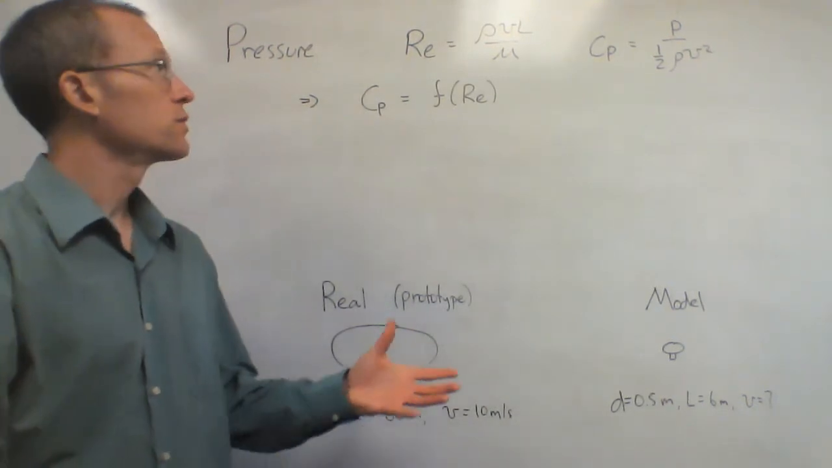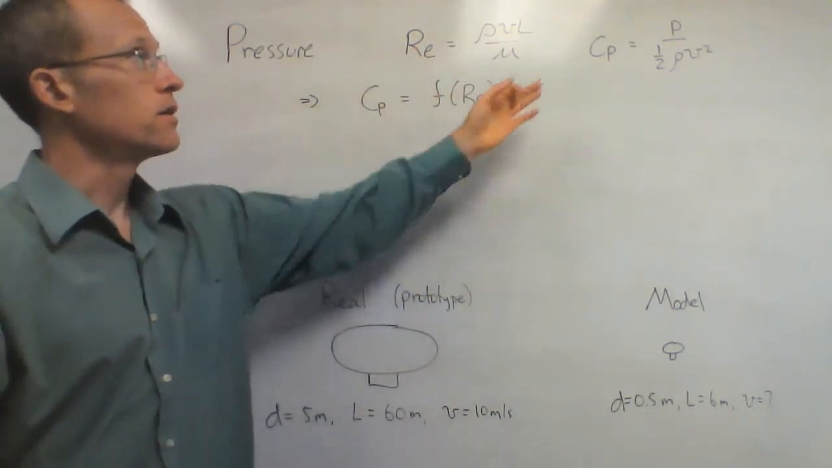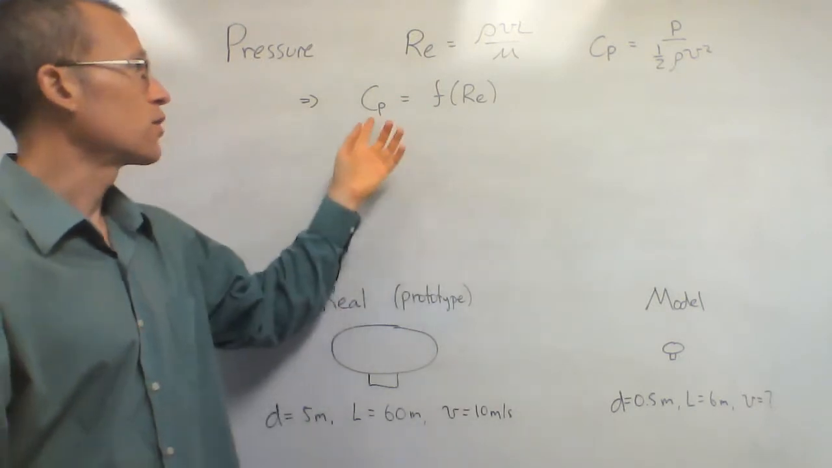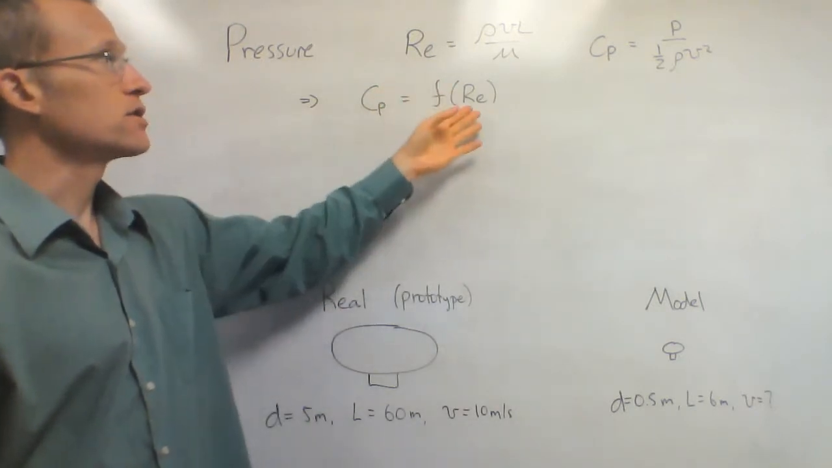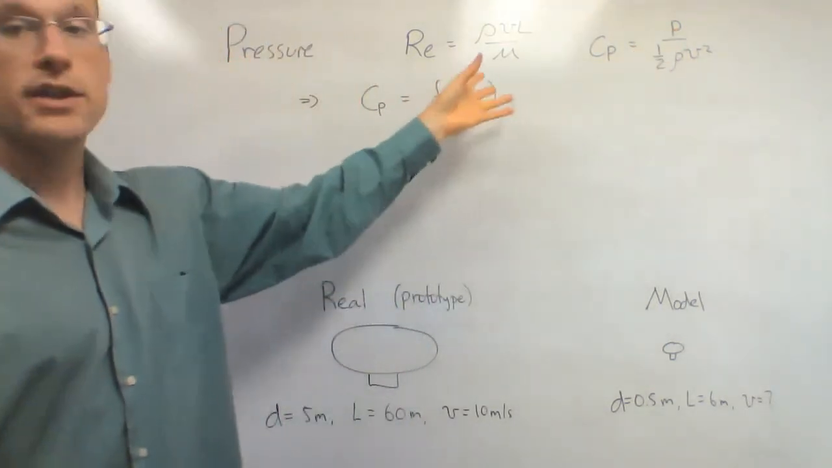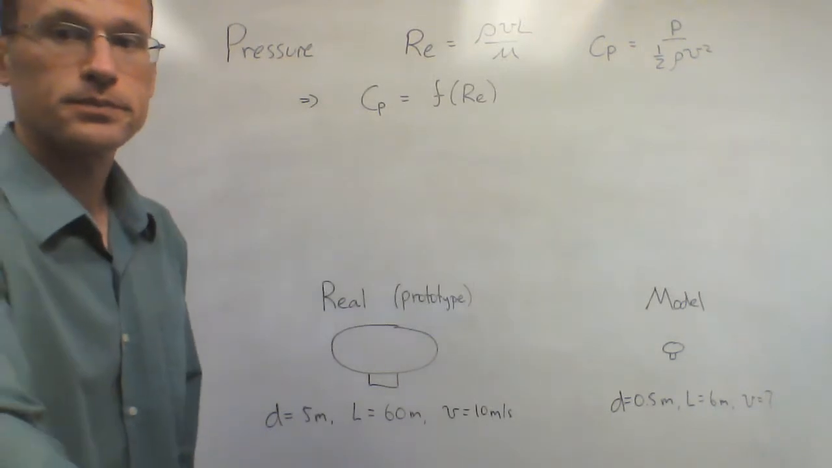Are these two pi groups, Reynolds number and coefficient of pressure, and then I know that one of them is a function of the other, so my coefficient of pressure is some function of the Reynolds number. So basically from that I can calculate my pressure based on this function of Reynolds number.